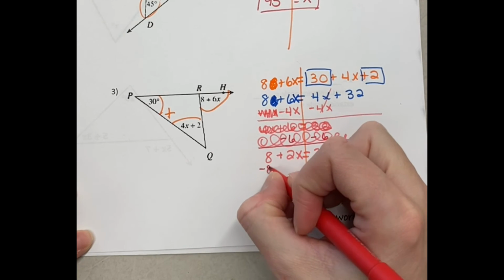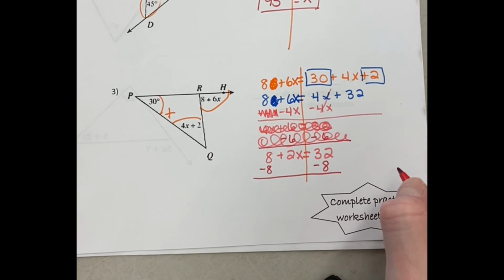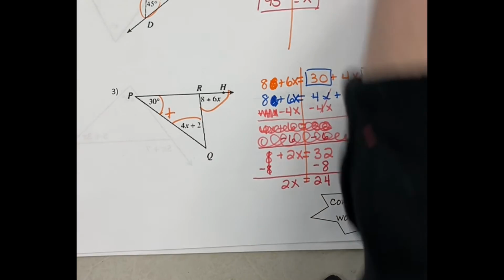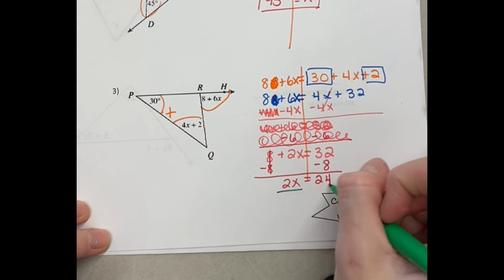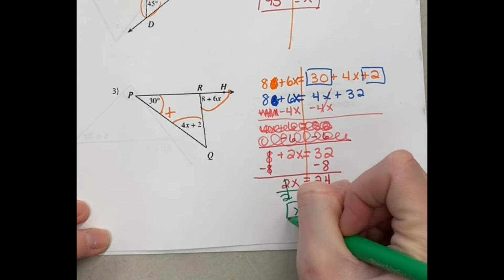Then I need to subtract 8 on each side, and I get 2x equals 24. I divide by 2 on each side. I get x equals 12.